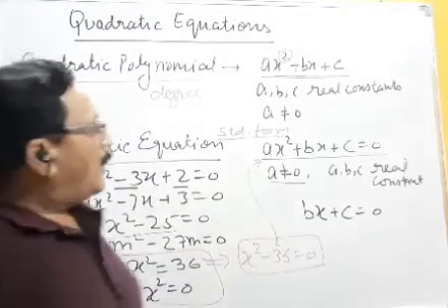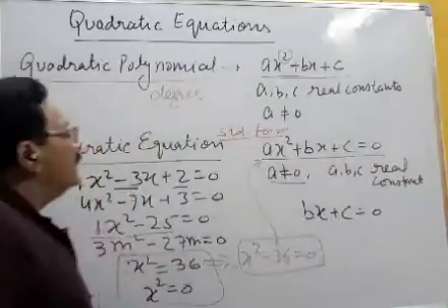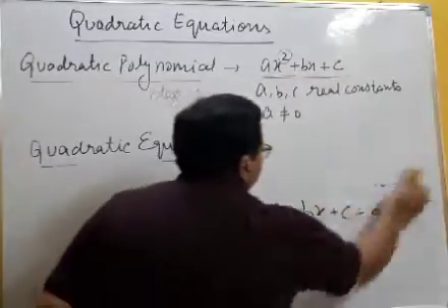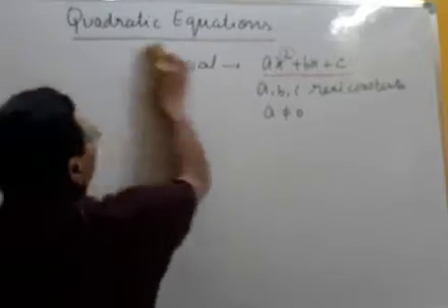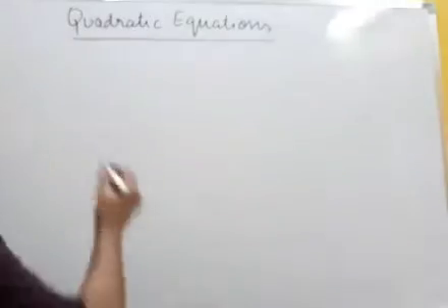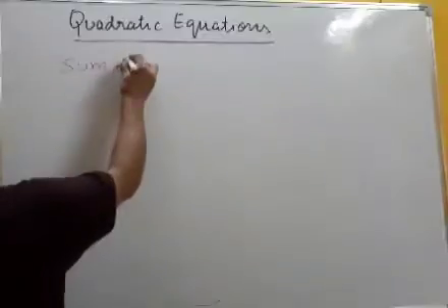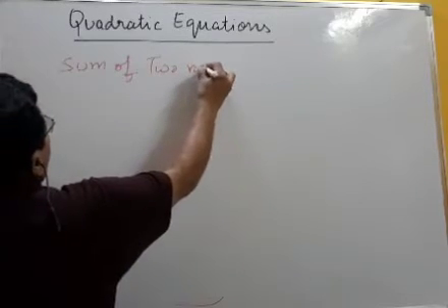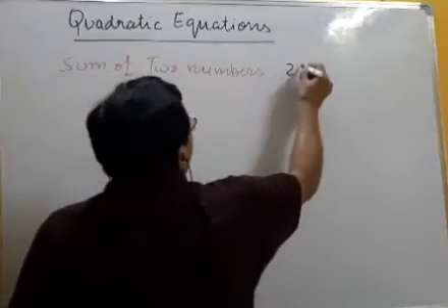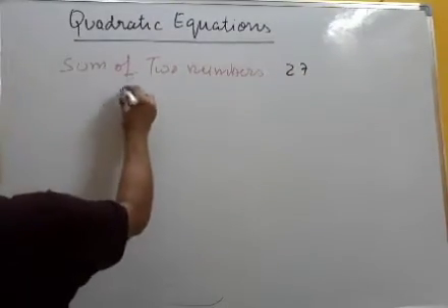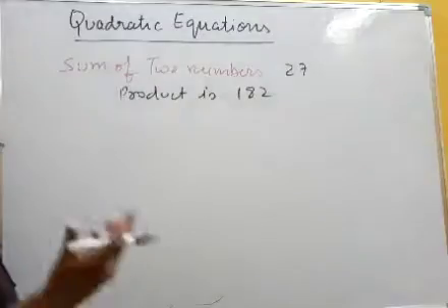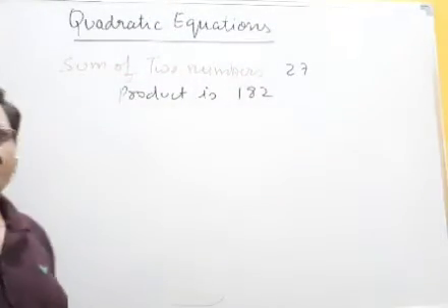Okay. Now, we discuss some other point. First, I tell you how you form a quadratic equation. In general use, I am telling you first. I am taking one example. The sum of two numbers is 27. This is given to you, and their product is 182.